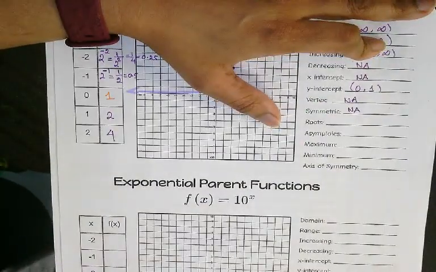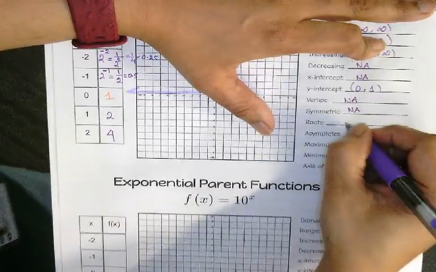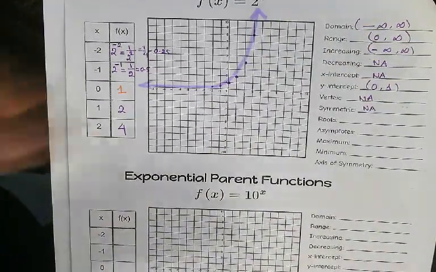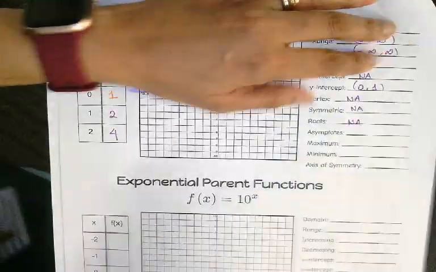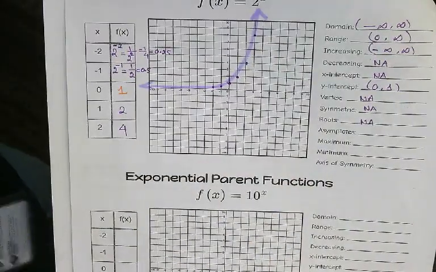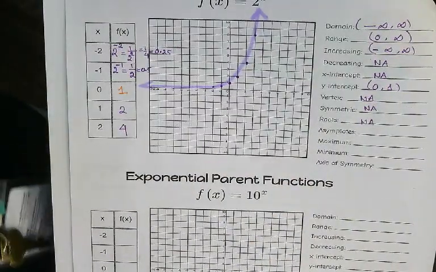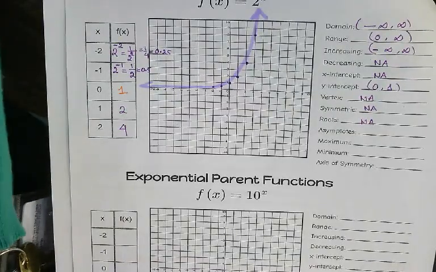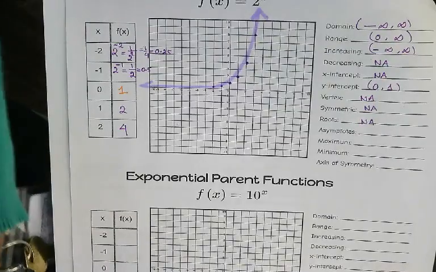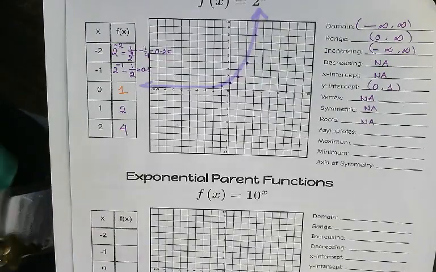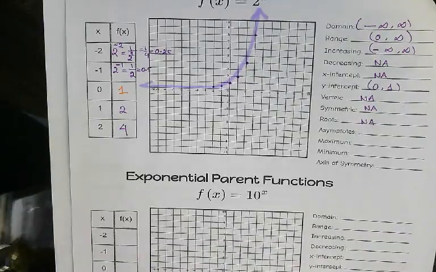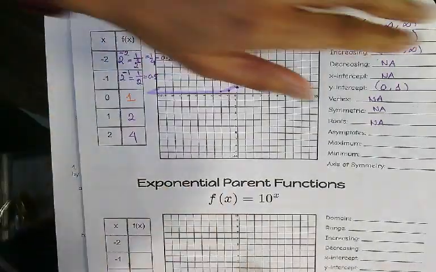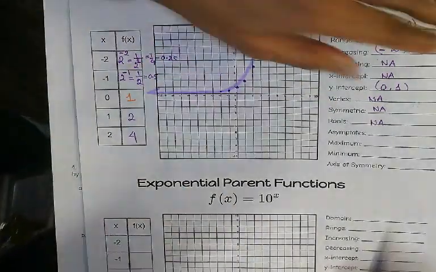Roots. Do we have any? Roots is what? Where it is crossing the x-axis. It's not crossing the x-axis at all. Asymptote, do we have any? What's the definition of an asymptote? All right, so a line where the graph never touches. So do we have any over here? Yes. What is the line? Y equals 0.